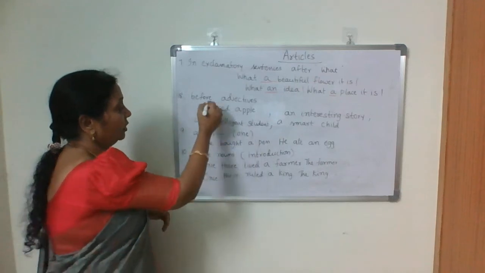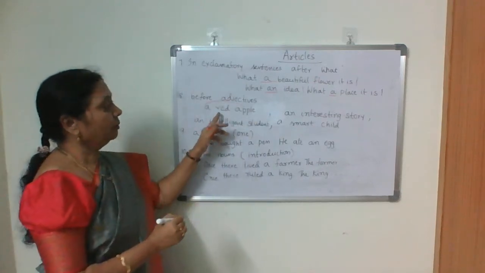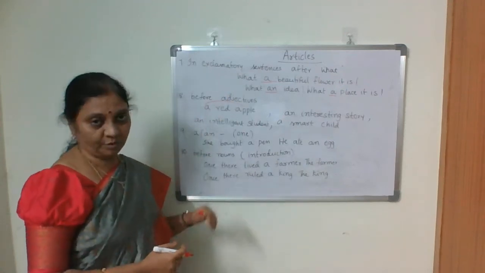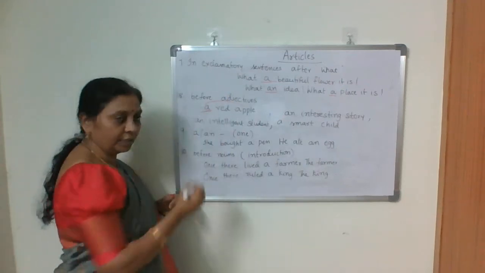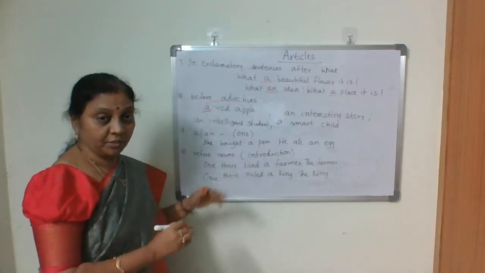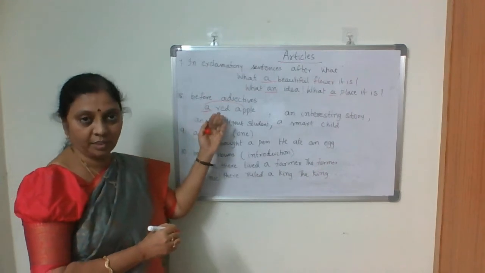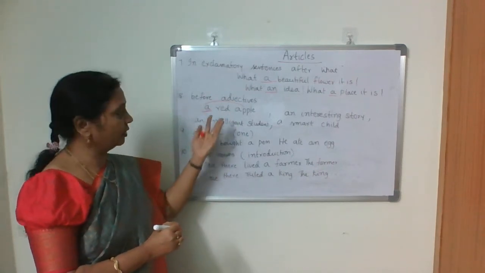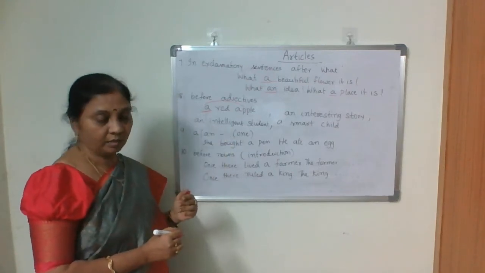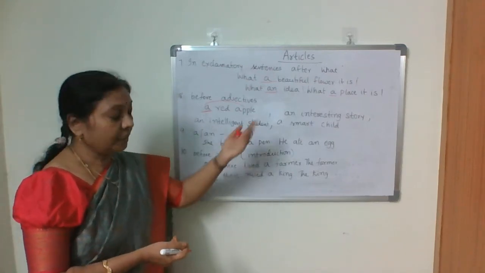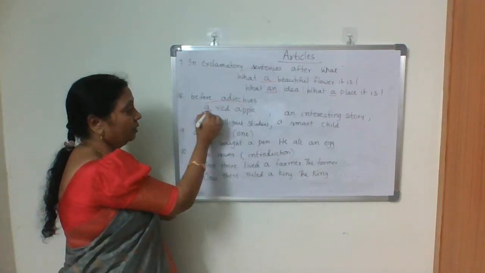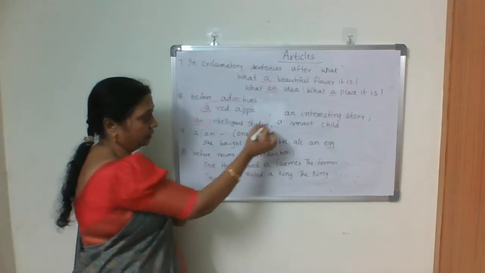Actually, here it is talking about apple only, but in between you can add any number of adjectives. This is also an adjective, and this is a determiner. When I cover the order of adjectives, you will come to know how to use this. Here you can use color or anything, even any quality. An intelligent student, a smart boy, an interesting story. So for adjectives also we use a and an.